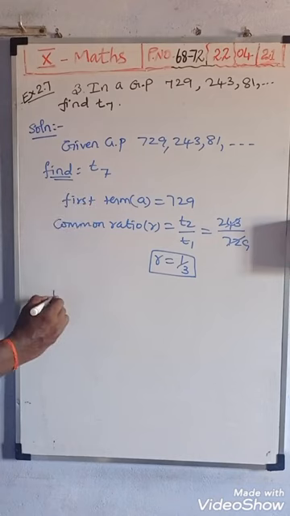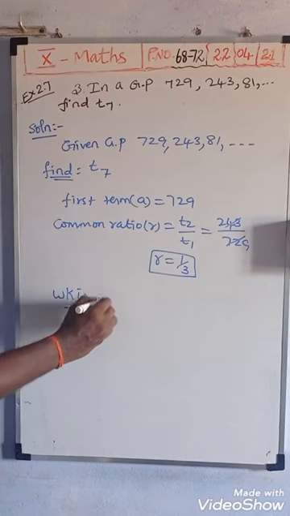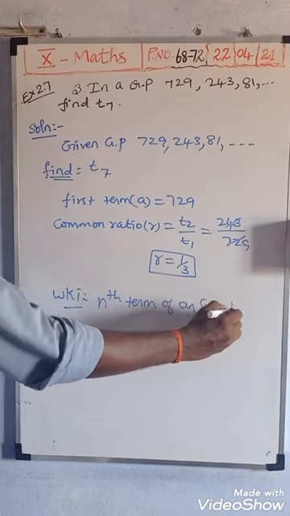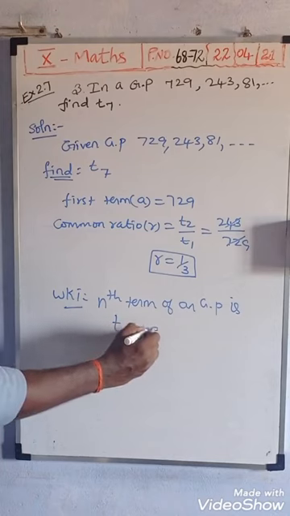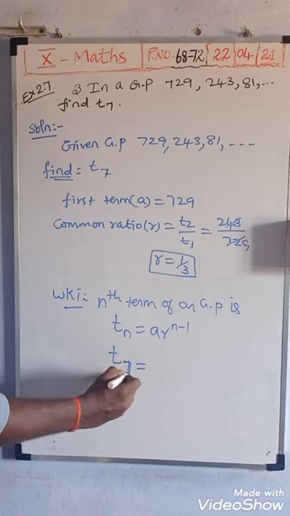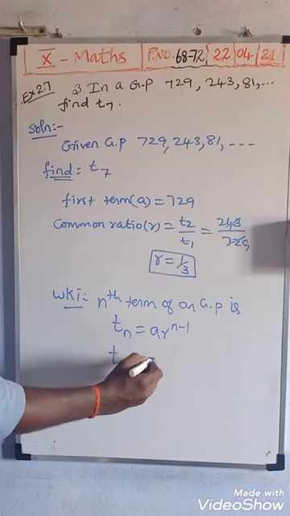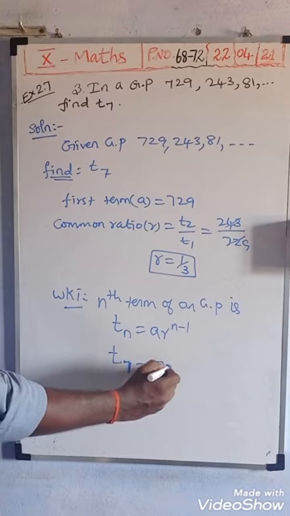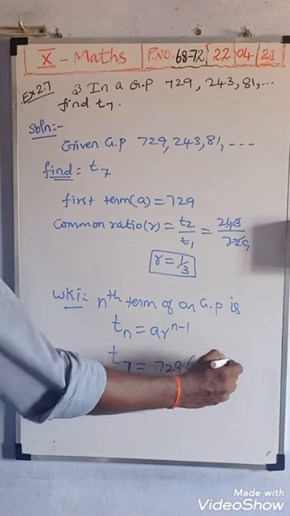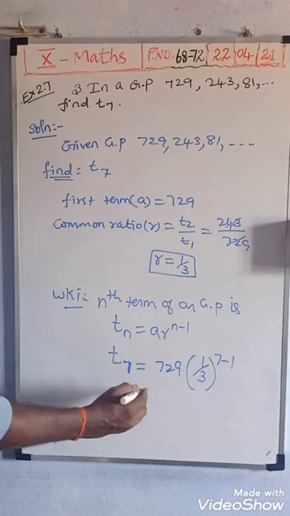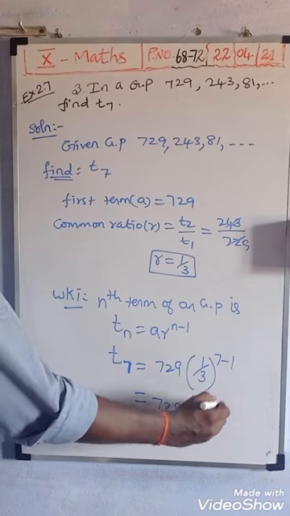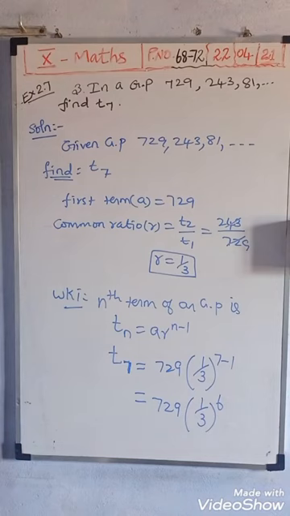Therefore, we want to find the seventh term. We know that the nth term of a GP is Tn is equal to A r to the power n minus 1. So instead of n, 7, T7 only we want to find. So T7: A value is 729, R value we received 1 by 3, power 7 minus 1 because n is 7. Now 729 times 1 by 3 whole to the power 6. Okay, 7 minus 1 is 6.